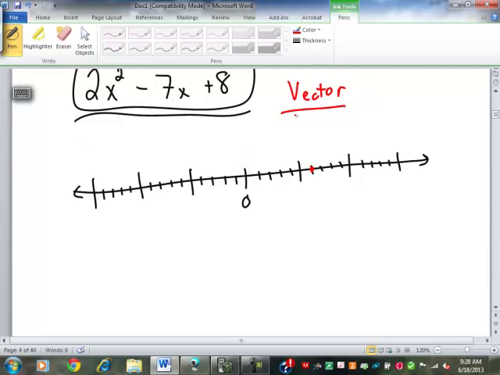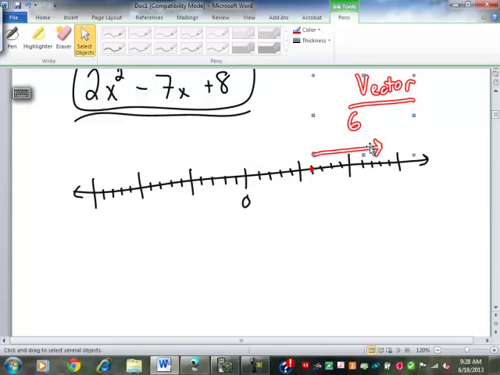To represent 6 on a number line, we take a vector that starts at 0 and goes to 6. So all it really is an arrow that starts at 0 and goes to the number that we're specifying. Now that vector doesn't have to stay there. It can get moved around this number line wherever we want it to. It can move left, right, wherever we want it to go.